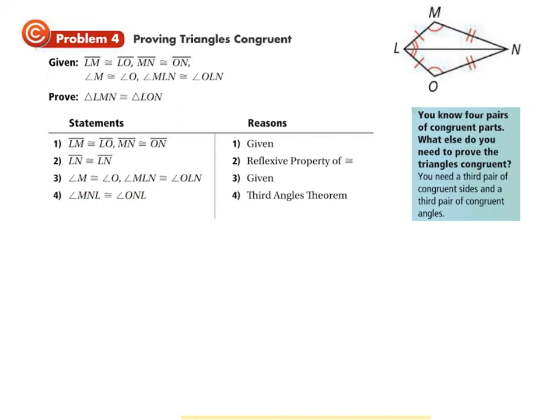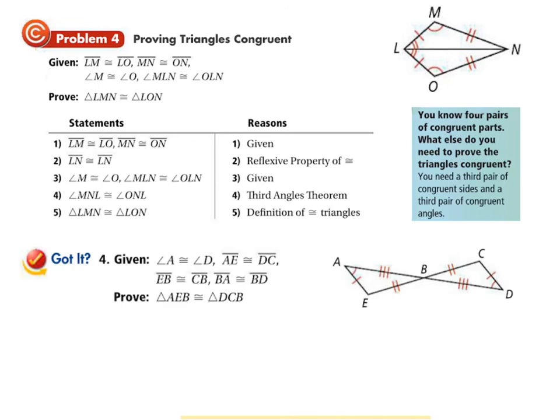Okay, so then what do we know? By the definition of congruent triangles, since we have all of the information now, those missing pieces of information that we didn't have before, we know that triangle LMN is congruent to triangle LON. Nice. Cool. What about this? Given this information, prove that these triangles are congruent. Okay, give it a go.